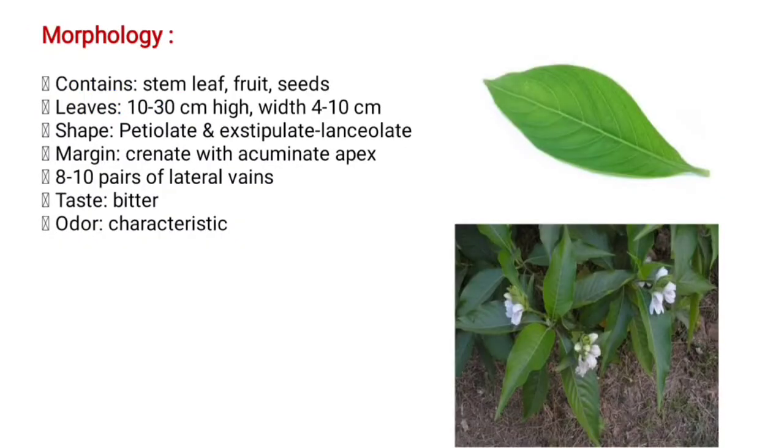Morphology: it contains stem, leaf, fruits, seeds. Leaves are 10 to 30 cm long and 4 to 10 cm wide. Shape is petiolate and exstipulate, lanceolate. Margin is crenate with acuminate apex. 8 to 10 pairs of lateral veins. Taste is bitter and odor is characteristic.